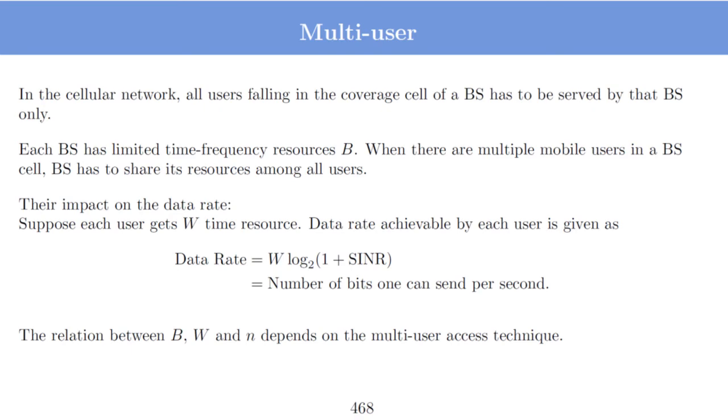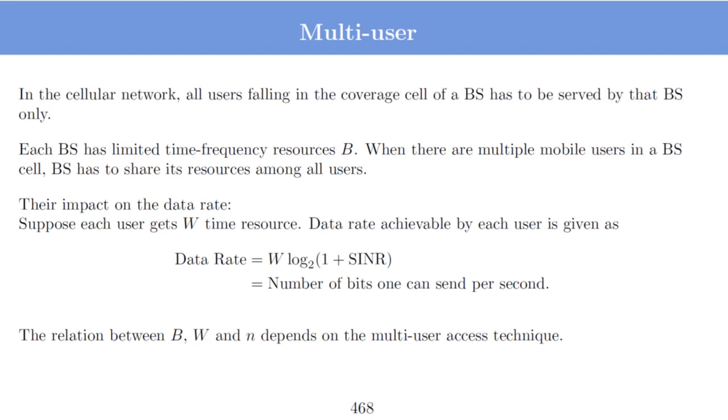Now the base station has limited time frequency resource, right? Suppose the total bandwidth it has is B. If there are multiple users associated with this base station, it has to divide the resources among all users. So suppose each user's resource is equal to W. This can be in terms of time or frequency. Both are equivalent resources. So in that case, the data rate achieved by each user would be equal to the resource available, which is W, multiplied by log 2 of 1 plus SINR.